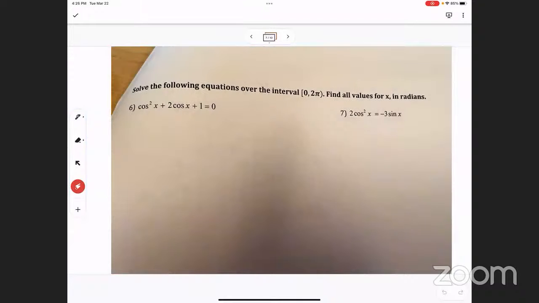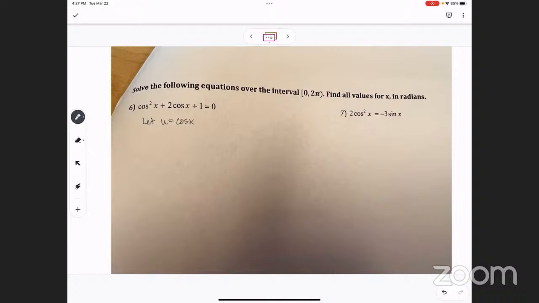Solve the following equations over this interval. Find all the values for x in radians. Hey, what does this look like, everybody? Doesn't this look like a quadratic equation? You don't need to use the quadratic formula probably, but you could. But what's the other way to solve a quadratic besides the quadratic formula? If possible, factoring. So watch, has your teacher taught you how to let u equal cosine x? Have they ever taught you that?